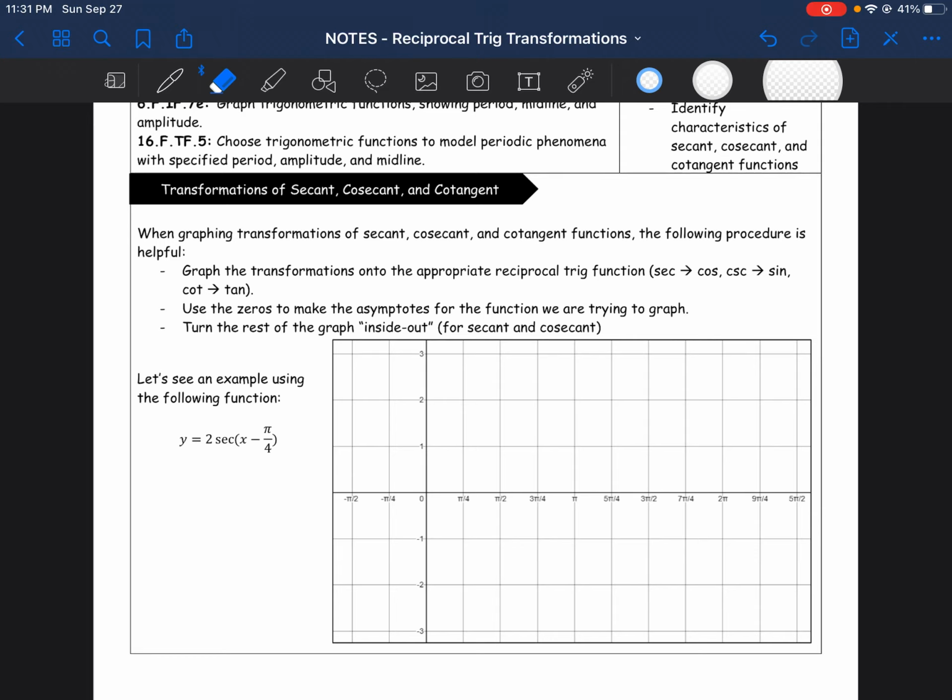We know from the previous video that if we have any zeros on, say, a cosine function, then those zeros would turn into the asymptotes for a secant function. So we're going to use any zeros to make asymptotes for the function we're trying to graph. And then we're going to essentially turn the rest of the graph inside out, at least for secant and cosecant. Let's look at this example to get an idea of what's happening here.